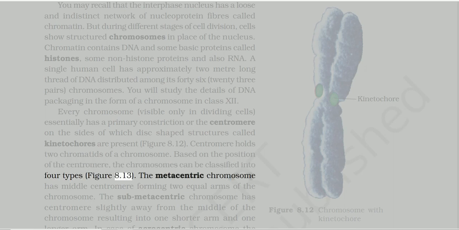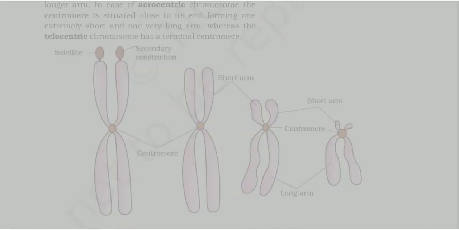Figure 8.13. The metacentric chromosome has a middle centromere forming 2 equal arms of the chromosome. The submetacentric chromosome has the centromere slightly away from the middle of the chromosome, resulting in one shorter arm and one longer arm. In case of acrocentric chromosome, the centromere is situated close to its end, forming one extremely short and one very long arm, whereas the telocentric chromosome has a terminal centromere.